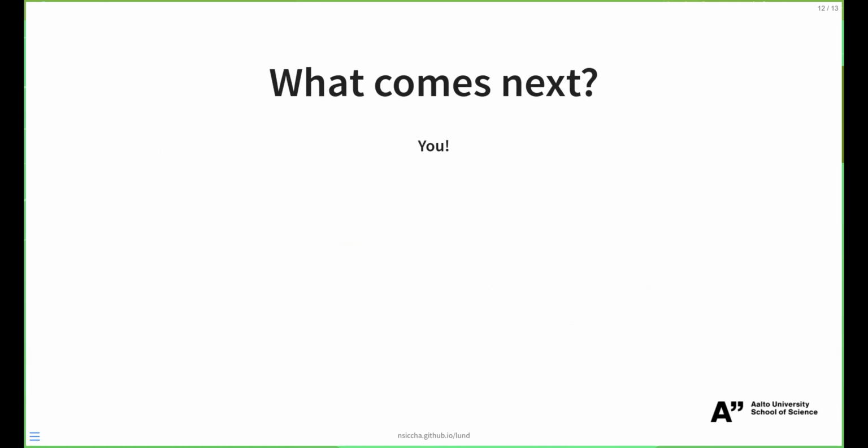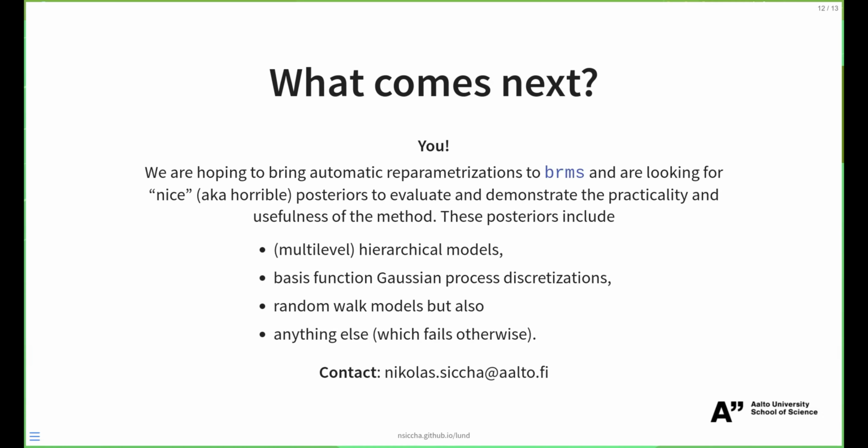Great, and that brings me to my conclusion. So what comes next would be you, because I would be hoping to find some good posteriors or some good models which would help me try this out and demonstrate the practicality and the usefulness of this method. And these include, for example, these prototypical hierarchical models, these discretized Gaussian process models, random walk models as well, but also anything which fails generally to sample easily, but could maybe benefit from an approach such as this. All right, that's all, and thank you very much.